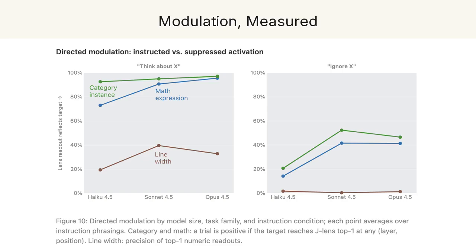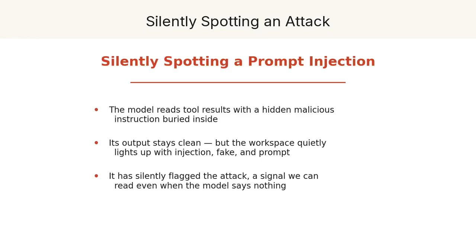Then the mirror image test. "Ignore X, don't think about it." Now the concept appears much less often. The model can partly suppress it on command, though, tellingly, not perfectly. A little of it leaks through, exactly like being told not to think of a pink elephant. Deliberate control, quantified.